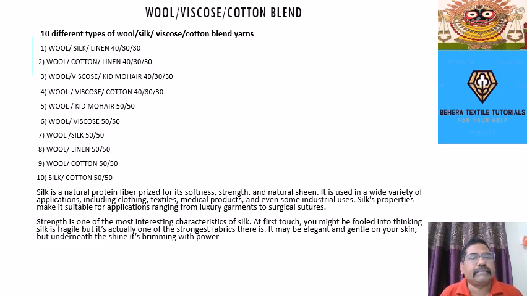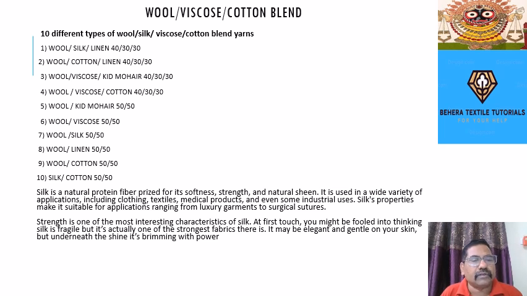There are 10 different types of wool, silk, viscose, cotton blend yarns. First, you can see wool, silk, linen 40, 30, 30%; wool, cotton, linen 40, 30, 30%; wool, viscose, kid mohair 40, 30, 30%; wool, viscose, cotton 40, 30, 30%; wool, kid mohair 50, 50%; wool, viscose 50, 50%; wool, silk 50, 50%; wool, linen 50, 50%; wool, cotton 50, 50%; and also silk cotton you can spin 50, 50%.